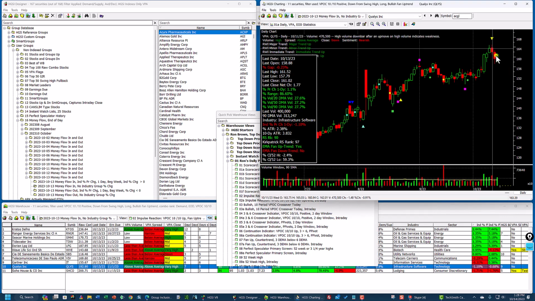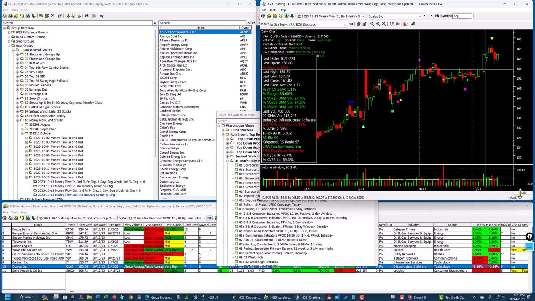Had a negative VPA flag. It pulled back. You can see some buyers coming into it on this day right here because of the lower wick. Gap down, but it closed near the high. That is not a bad looking potential trade.